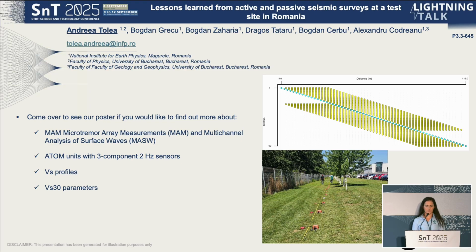If you are interested to see what were the challenges that we faced and what was the limitation of our approaches and the results that we obtained, please come visit my poster at board 23.